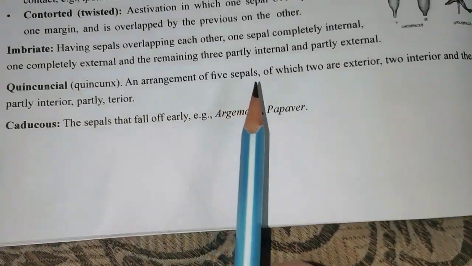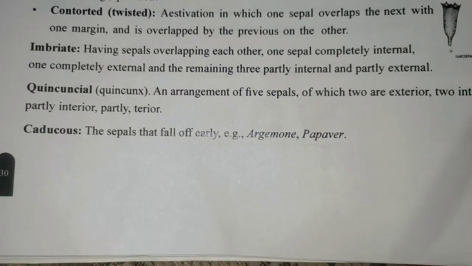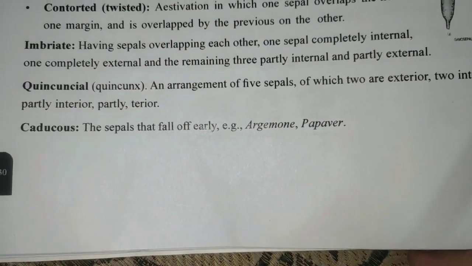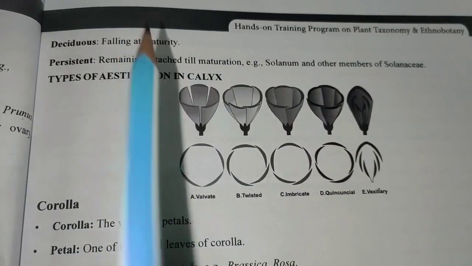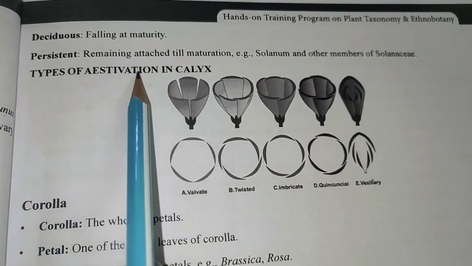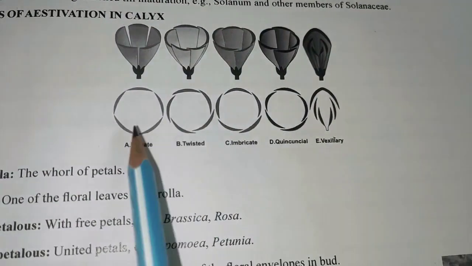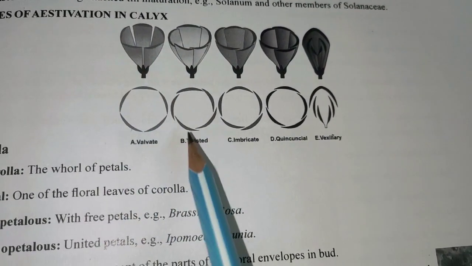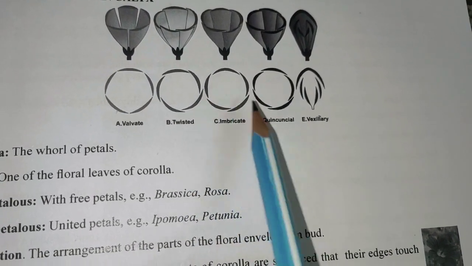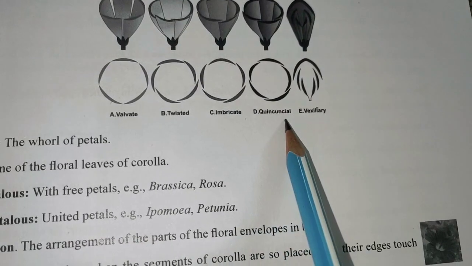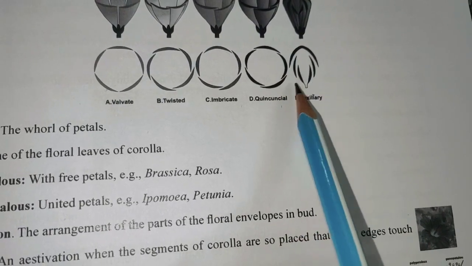Quincuncial, an arrangement of 5 sepals, of which 2 are exterior, 2 interior, and the 5th partially interior, partially exterior. Caducous, the sepals that fall off early, for example, Argemone, Papaver. Deciduous, falling at maturity. Persistent, remaining attached till maturation, for example, Solanum and other members of Solanaceae. Types of estivation in calyx: valvate, all are equal. Twisted, the edges are twisted. Imbricate, 2 are inside, 2 are outside, and 1 is quincuncial. The arrangement is in Pisum sativum.